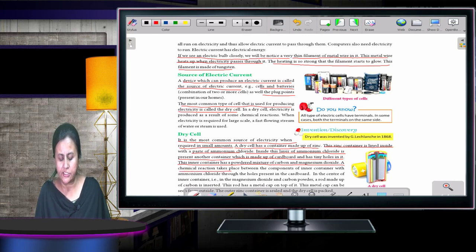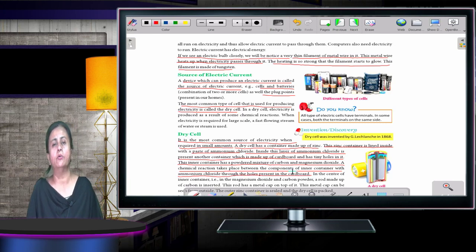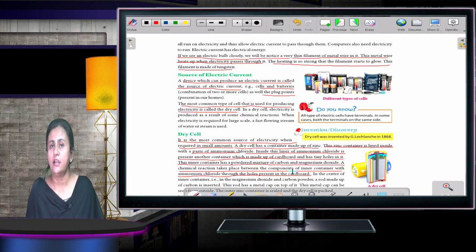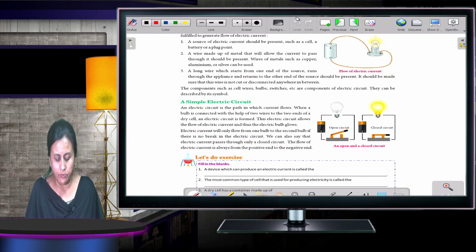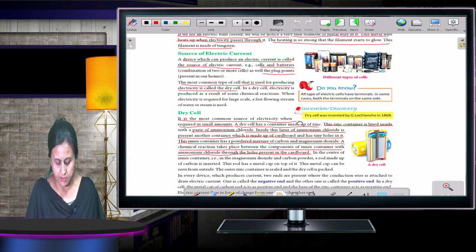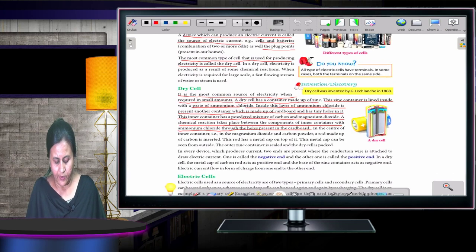A chemical reaction takes place between the components of the inner container and the ammonium chloride through the holes present in the cardboard. So, this is the way the dry cell works. Am I clear? Okay. Now, one thing very important, the outer zinc container is sealed and the dry cell is packed.